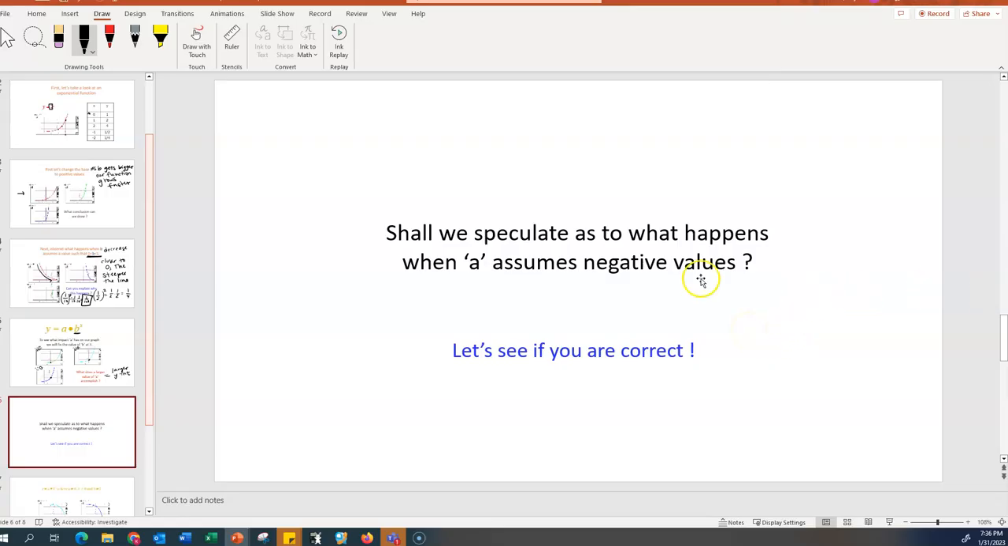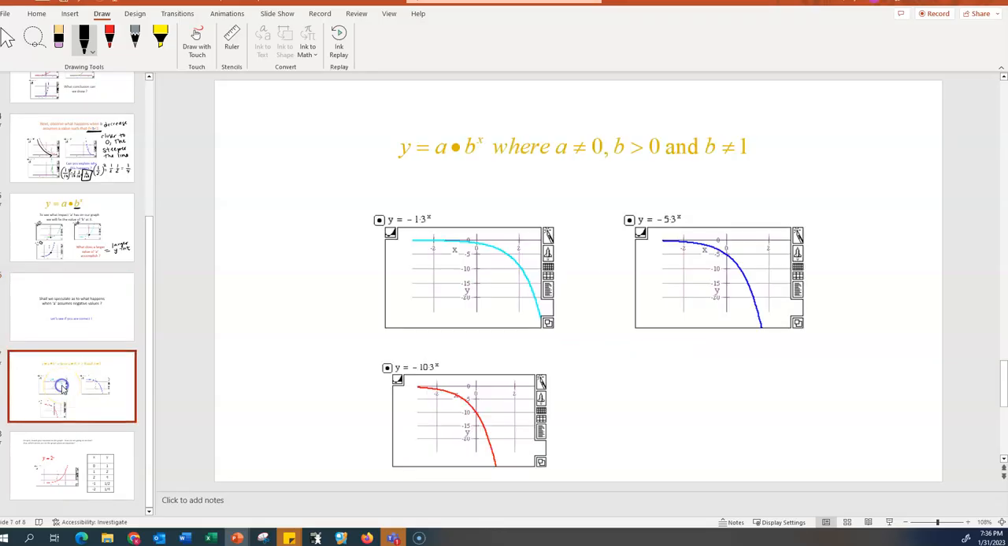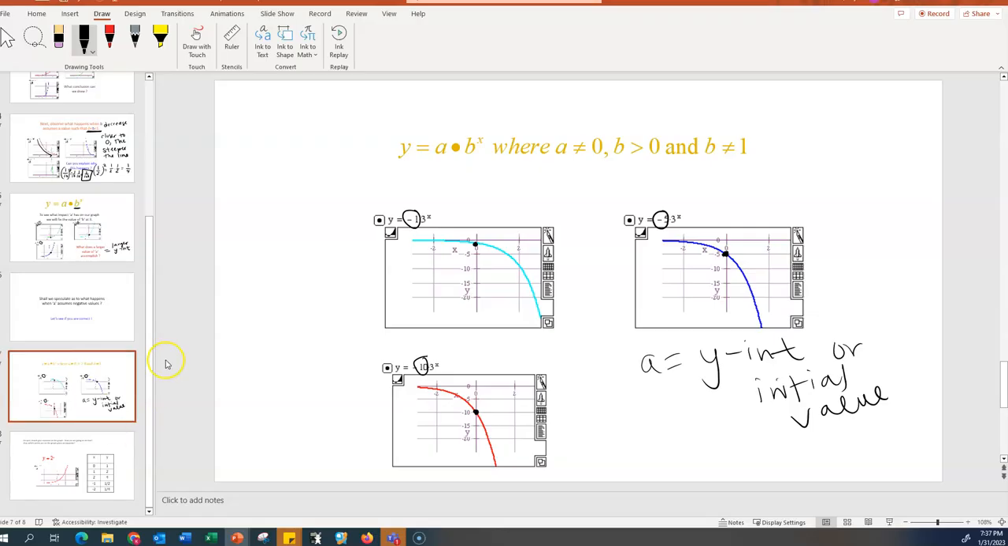Let's go ahead and talk about what happens if a is negative. As you could probably imagine, we are going to totally flip this over, because if a is our y-intercept and a is negative, then it has to cross at that negative y-intercept. So we have -1 as a, -1 as my y-intercept. -5 as a, -5 as my y-intercept. -10, -10. So a is going to be our y-intercept, or another word is our initial value. A lot of times when we talk about exponential functions, we talk about money or bacteria, so we need to know how much we started with.